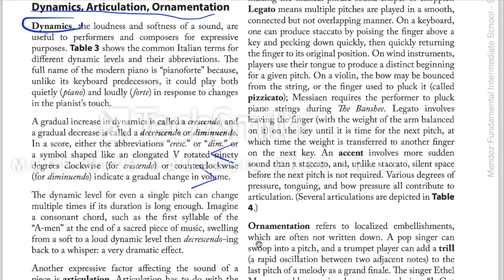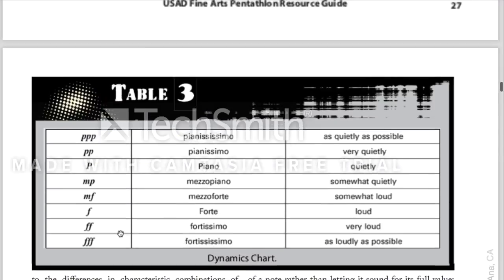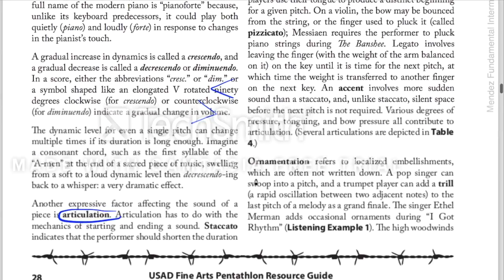And another expressive factor affecting the sound of a piece is articulation. Real quickly, let's go back up here. These are just the symbols for how loud the music is supposed to be. You have pianissimo, piano, mezzo piano, mezzo forte, forte, and fortissimo. Okay? All right, let's keep going.